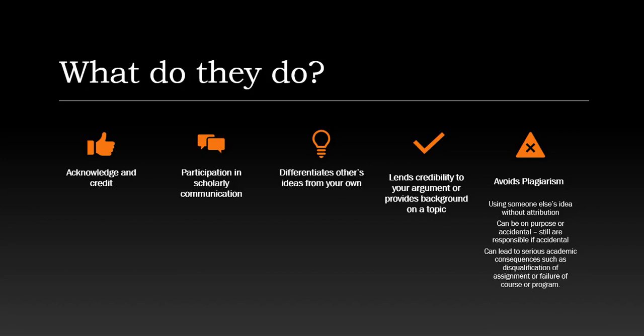Next, in-text citations lend credibility to you as an academic writer, either helping your argument, backing it up, or providing background on your subject. The last and probably most well-known reason is that it helps you avoid plagiarism, which is the direct or indirect use of someone else's ideas and passing them off as your own.